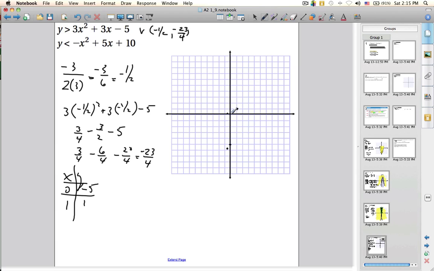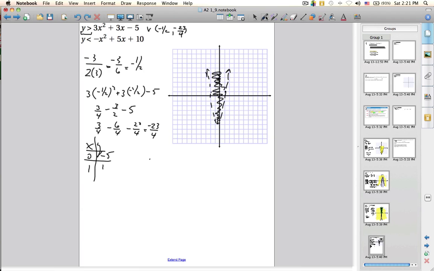So 1/2 away from my axis of symmetry, I was at negative 5. 1 1/2 away, I was at 1. There's my graph. Y is greater than, right? So it's going to be a dotted line. So I do a dotted line. And I want to know what area to shade. I want to go to the vertex and do greater than. That leads me inside the parabola. So my solution area is inside the parabola.